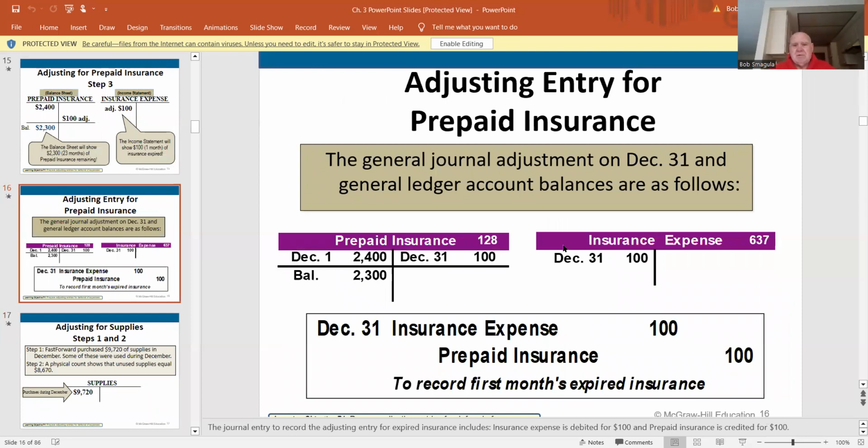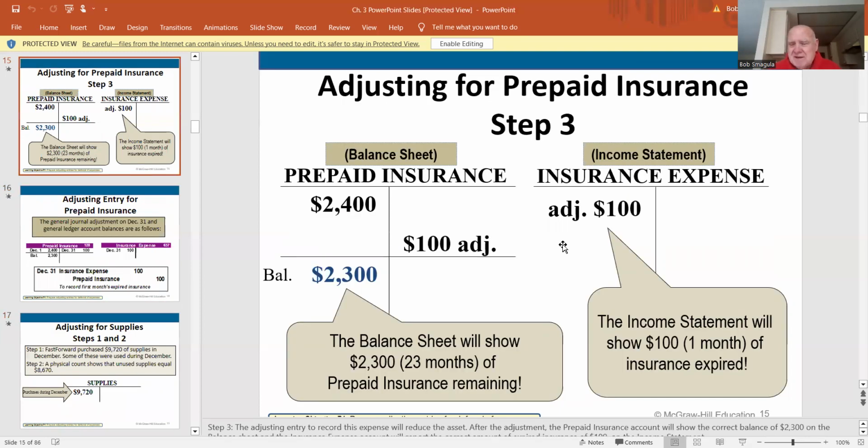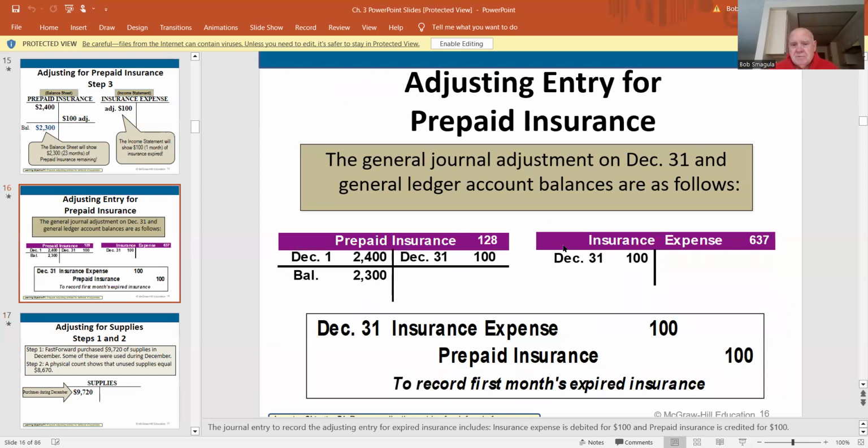The adjusting entry for prepaid insurance, huh? Wow, they're really enforcing this, right? Here they're showing it in the T account, general ledger form. Here is your journal entry. Take a look at that journal entry. You debit insurance expense, which increases the expense, and you credit prepaid insurance, which reduces the asset. And I'm hoping you're all pretty conversant now with debits and credits. Otherwise, it makes it quite a bit harder. So hang in there these first couple of chapters, okay?